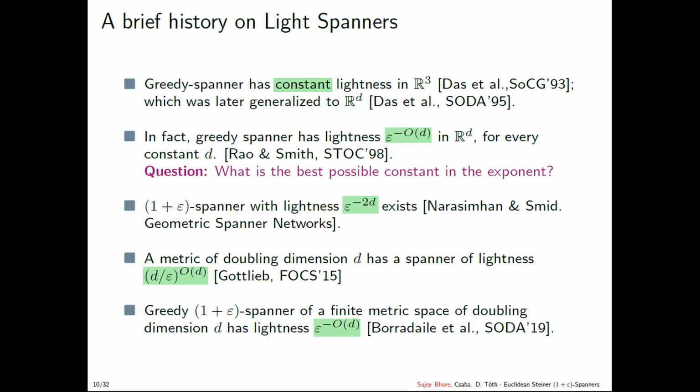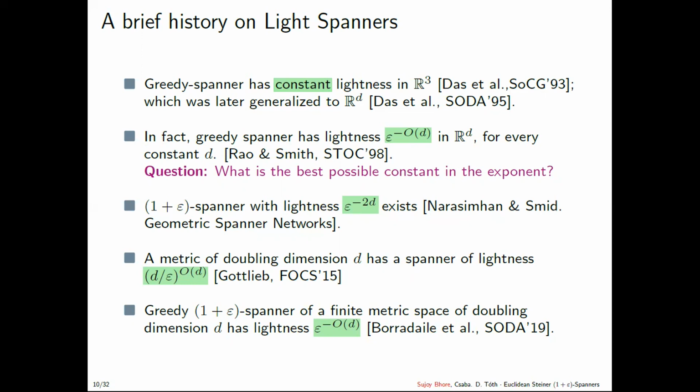So there exists a plethora of work on light spanners. We know that greedy spanners have constant lightness, which was shown by Das et al. in SoCG '93, and it was later generalized to d dimensions in another work in SODA '95. Rao and Smith, in their seminal paper in STOC 1998, showed that a greedy spanner has lightness epsilon to the power minus order d. And they asked the question: what is the best possible constant in the exponent?